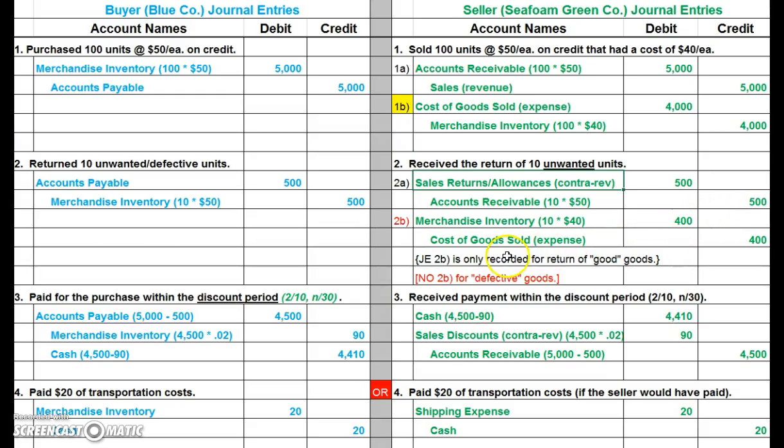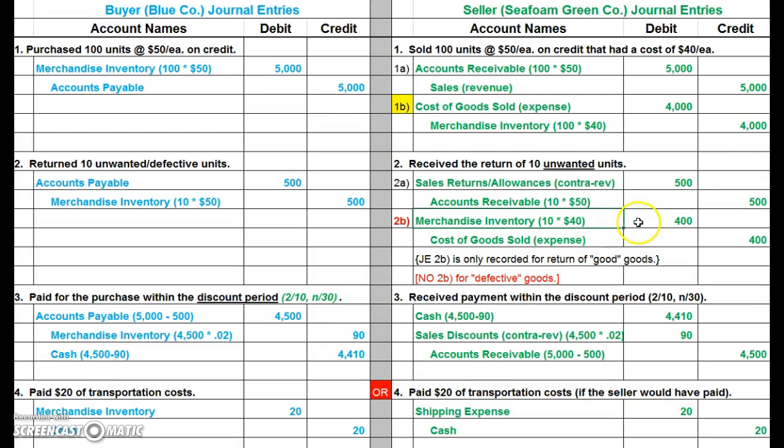Now, in this example, when it was unwanted goods, or what I'm going to call good goods, we have to record a second journal entry. So I'm going to call this journal entry 2B. Went ahead and highlighted it in red here because it is one that you're going to have to think of. Am I going to need that journal entry or not? In this case, we received back 10 units, and they're good goods, so we're going to put them back on our shelves. They came out of our inventory at $40. They go back into our inventory at $40.